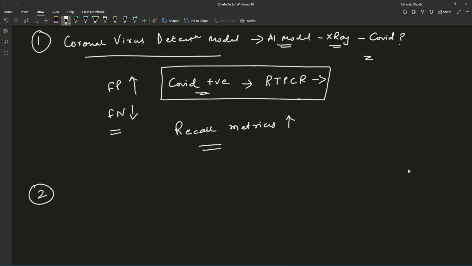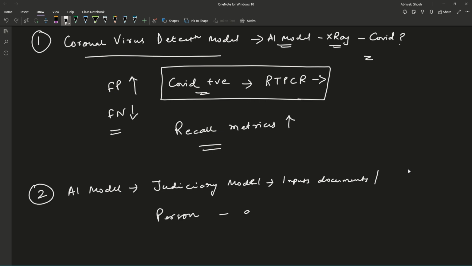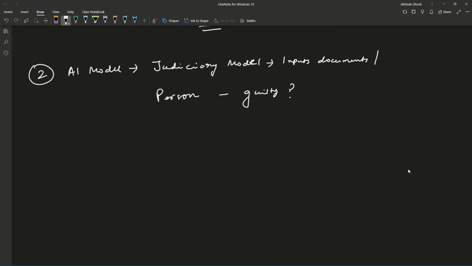Now the same, if we have, let's say, another situation, let's say we have made an AI model which is a judiciary model. That means you give inputs, all the documents, allegations and stuff like that, and it says whether a person is guilty or not, right? So in this kind of situation we want a model in which the innocent person shouldn't get a sentence, no sentence for an innocent person.